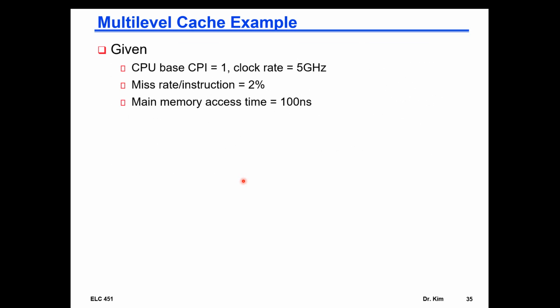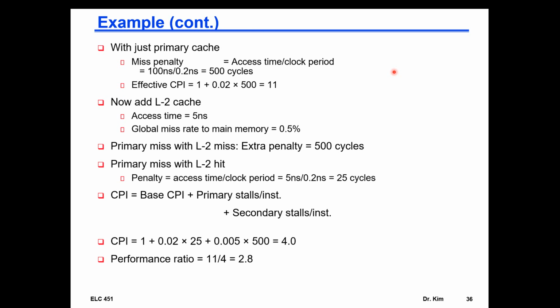Okay, so here we have a base CPI of 1 with that clock rate, miss rate on level 1 of 2%, main memory access time of 100 nanoseconds. Let's do the calculation for the case where we don't have level 2. If we have a miss on level 1, we have to go to DRAM. So the effective CPI would be 1 for the hits plus the miss rate on level 1, which is 2%, times the number of cycles we will have to wait to access that block in main memory.